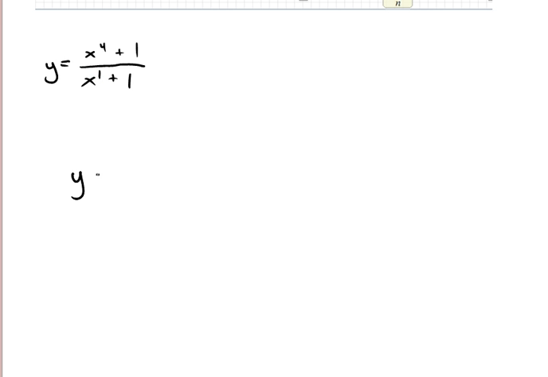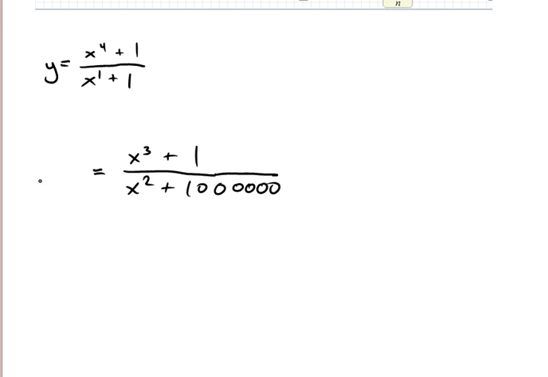Another example might be y equals x to the third plus 1 over x squared plus, I don't know, 1 million. Now you may think, oh, that 1 million on the bottom is really going to change things. Well, it's true. At the beginning, if we just take a look at f of 1, well, 1 plus 1, we're going to get 2 over 1 million and 1.